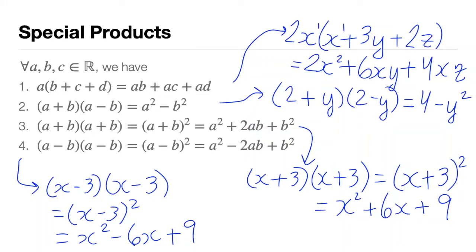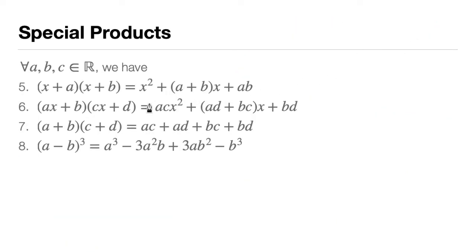Let's move on with our special products from 5 to 8, shall we? So for 5 to 8, here we go. Again, for all a, b, c in the real numbers, for number 5 we have the quantity x plus a times the quantity x plus b. What happened here? Notice the first terms are the same, but the second terms are unfortunately not.